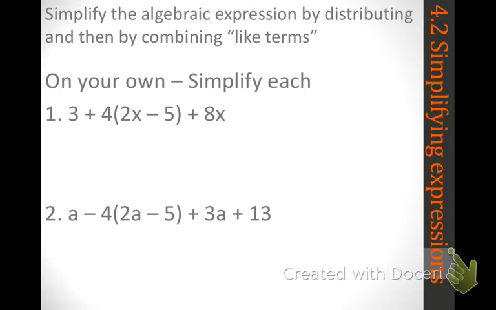Take a minute to try these 2 problems on your own. Now that you've had a chance to try these on your own, let's do them together. I'm going to go a little quicker this time since I've explained the previous 2. So I'm going to distribute the 4 here.